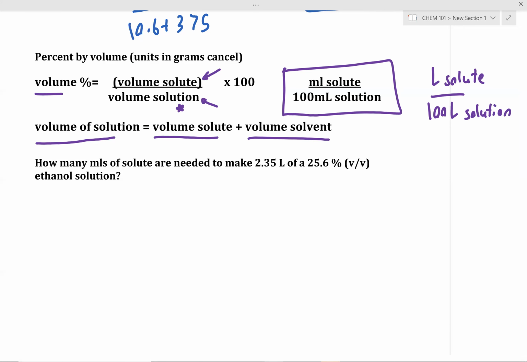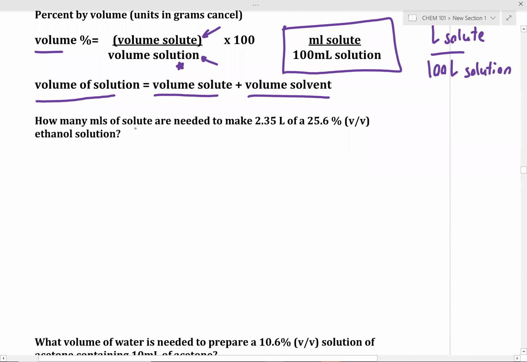Let's try to answer the question, how many milliliters of solute are needed to make 2.35 liters of 25.6% volume percent ethanol? That's not exactly drinking grade ethanol, but nonetheless, you may have need for that solution as a disinfectant of some sort. Okay, so let's write what we know. What is the volume of our solution? Yep, 2.35 liters. So we have the volume of solution already given.